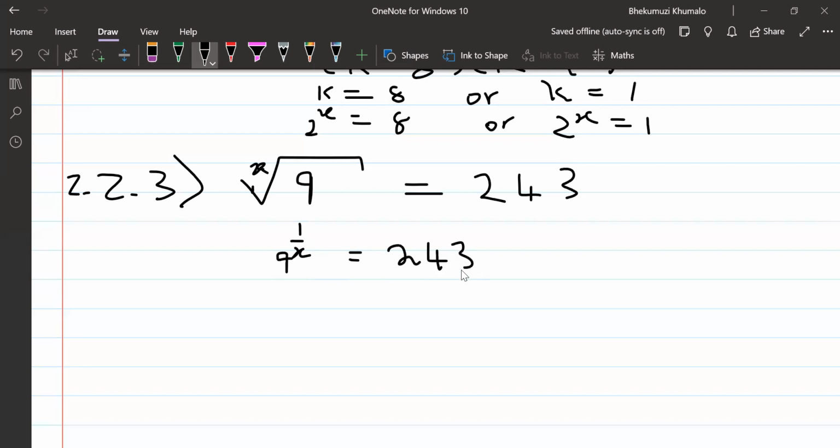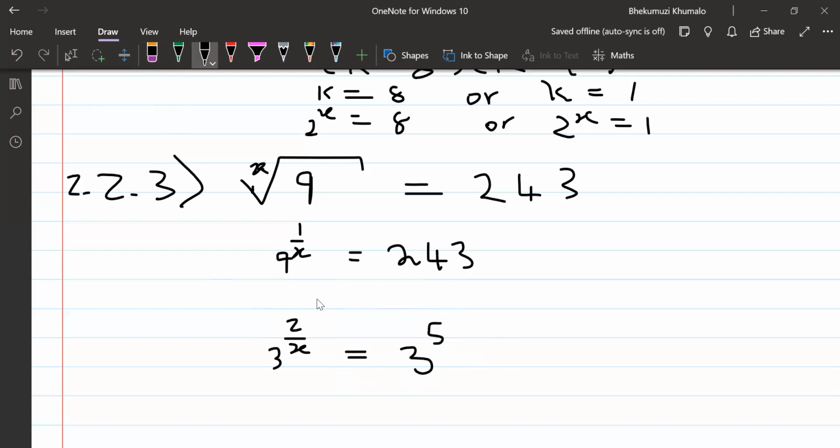Now, this looks complicated, right? It does look complicated, but 243 can be written as 3 to the power 5. And 9 as well can be written as 3 to the power 2, but that 2 would become 3 to the power 2 over x. So let me open up the space and write it here. So it's 3 to the power 2 over x, and 3 to the power 5.